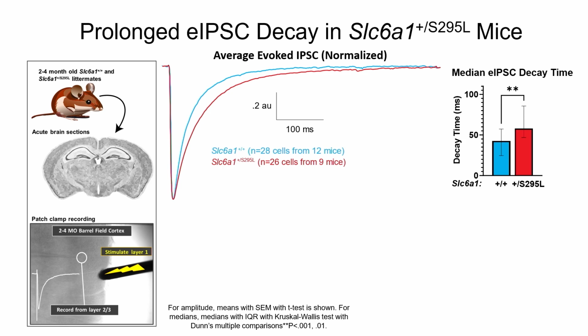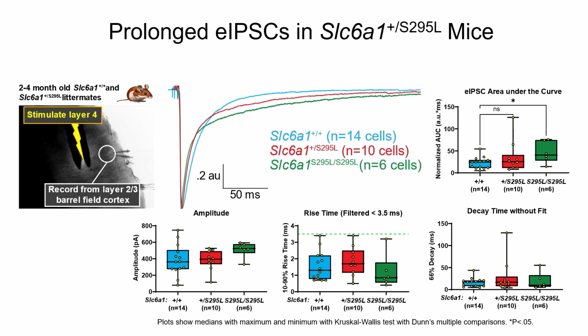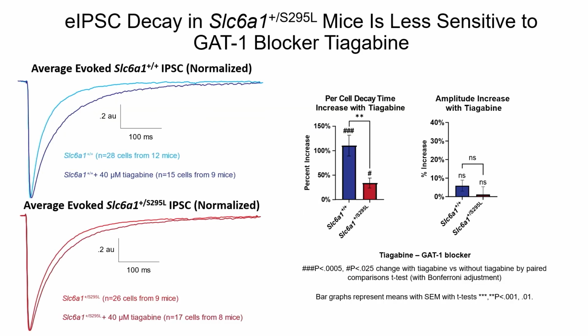And I did a similar experiment where I patched the same cells but stimulated a different region, and this was a preliminary experiment that led up to the one I just showed you. I also saw that both the heterozygote and the homozygote that I included here had this prolongation in the synaptic currents. And when I washed on tiagabine, a GAT1 blocker, this response in the wild type was prolonged, and then the heterozygote was prolonged as well, but this prolongation was much greater in the wild type, so sensitivity to tiagabine was much greater there, which makes sense because there's a lot more functional GAT1 that can be affected, and that sensitivity is quantified here.